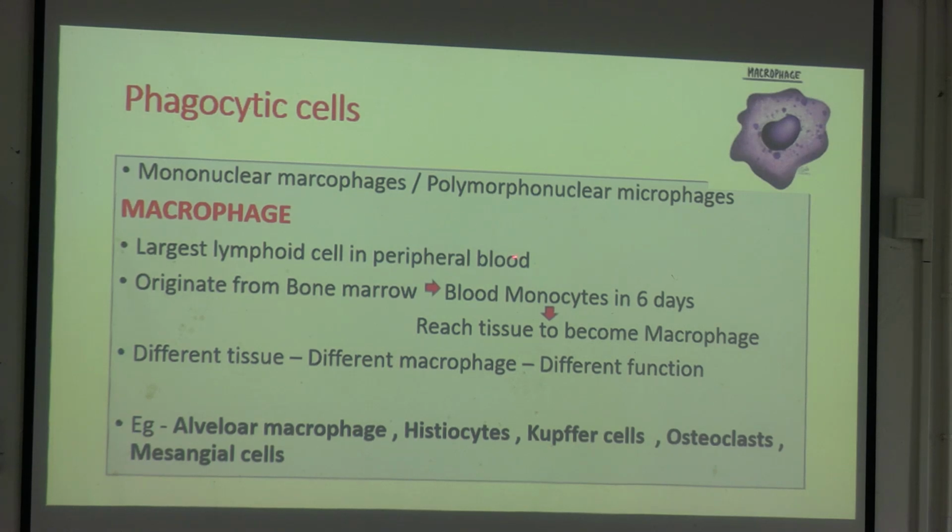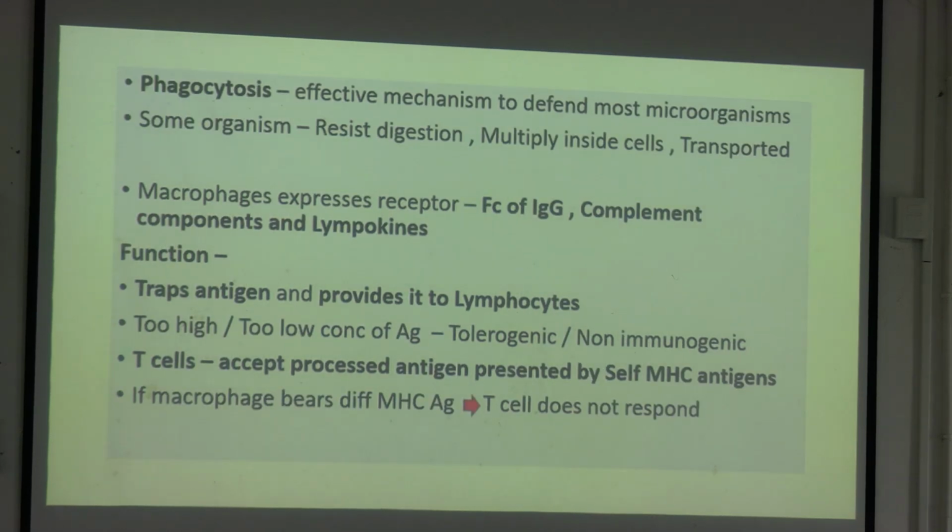It is the largest lymphoid cell in the peripheral blood. অনেক জায়গাকার ম্যাক্রোফাজের এক একটা নাম, অ্যালভিওলার ম্যাক্রোফাজ আছে, হিস্টোসাইটস আছে, কুফার সেলস আছে, অস্টিওক্লাস্টস আছে, মেসেঞ্জিয়াল সেলস আছে। There are many kinds of macrophages which are named individually for each organ system. What do they do? They phagocytose the cell.